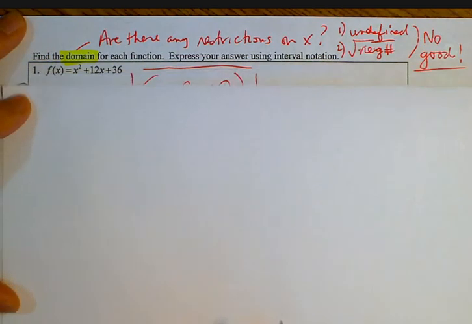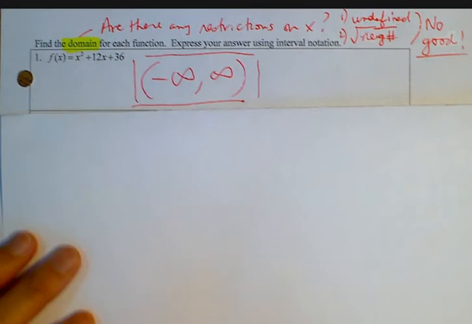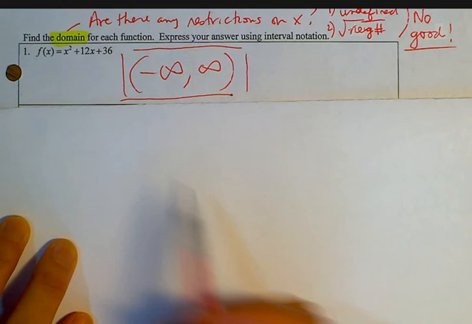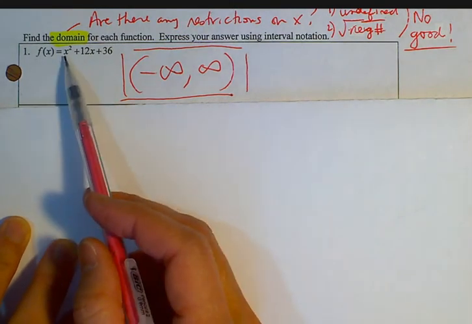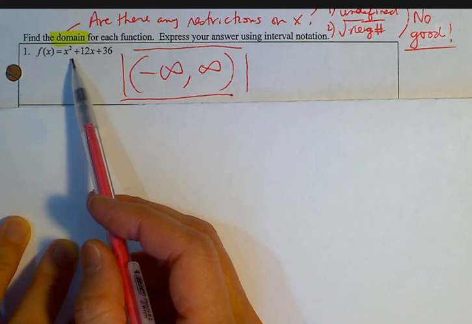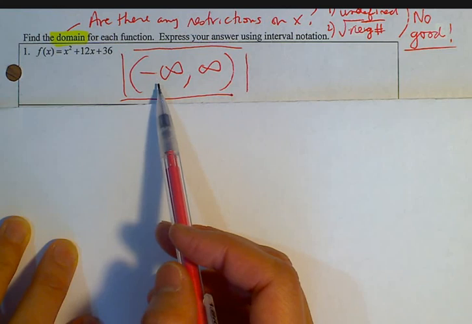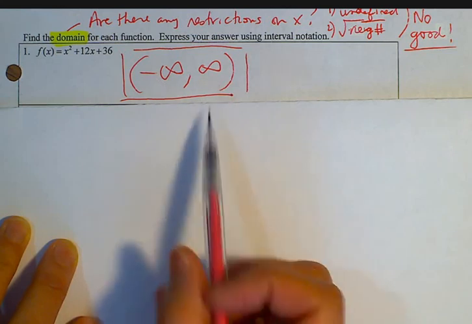Okay, so for the first one, you have a polynomial. Polynomials are very, very nice functions because there are no restrictions. You don't get any undefined because there's no denominator, and you don't have a radical, so you don't have to worry about negative numbers. So it's all real numbers, so it's -infinity to infinity.